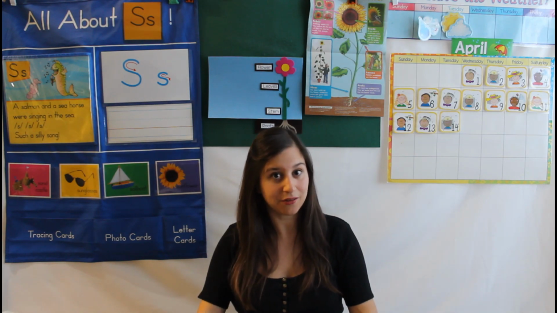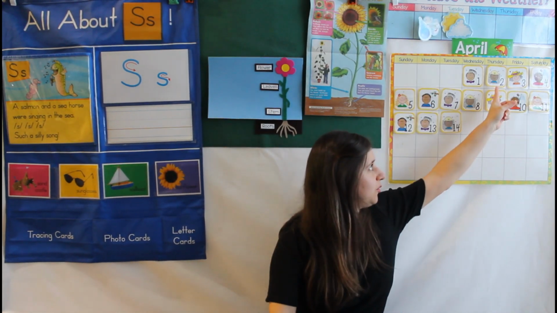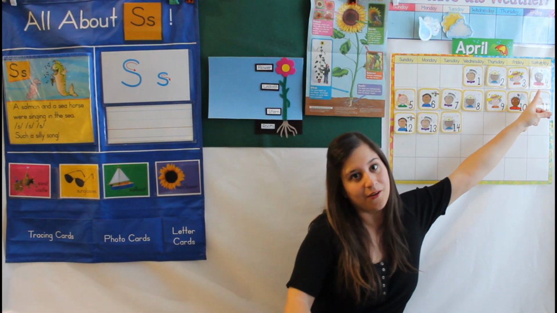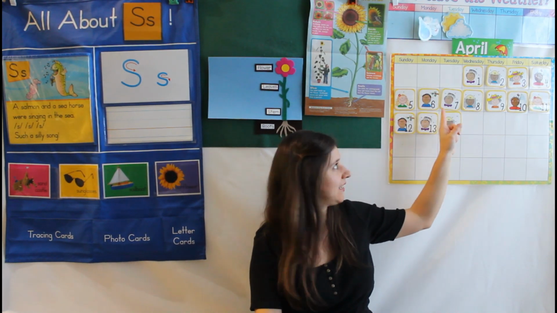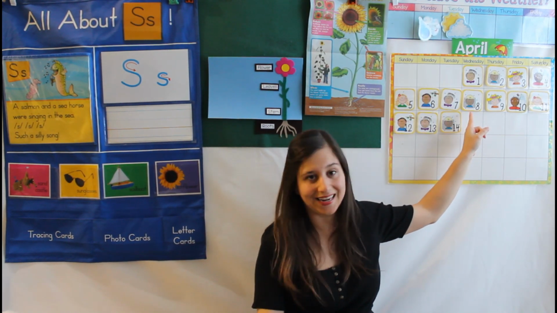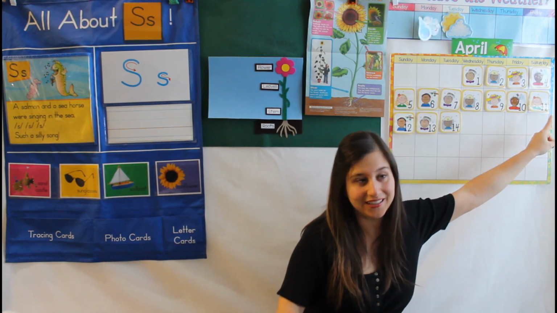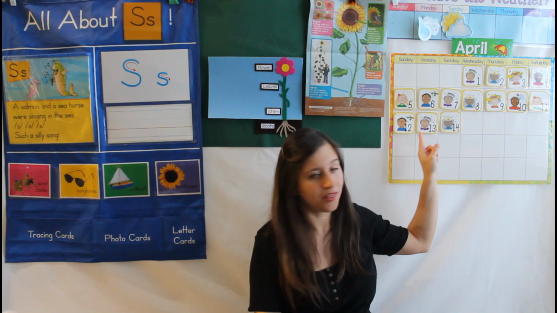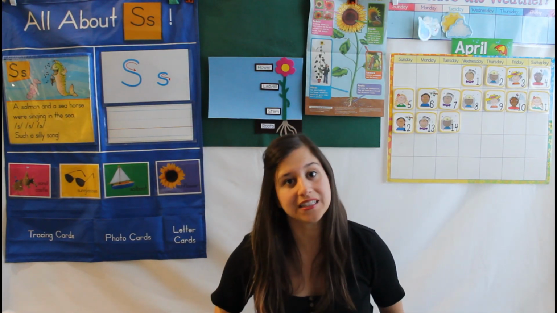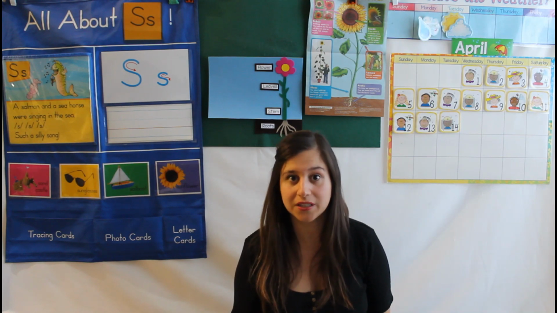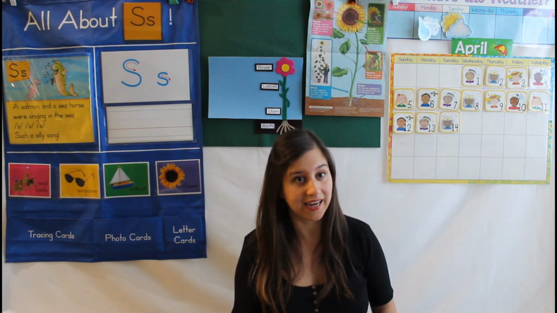Let's count to find out the date. 1, 2, 3, 4, 5, 6, 7, 8, 9, 10, 11, 12, 13, 14. For calendar, we say 14th. Can you say 14th? Great. Let's say the whole date all together.